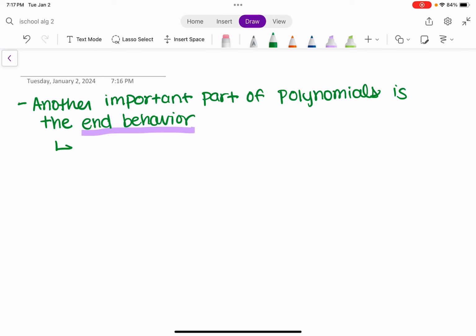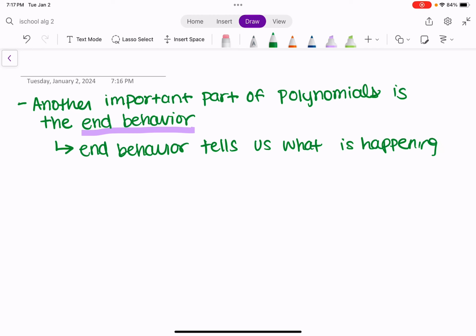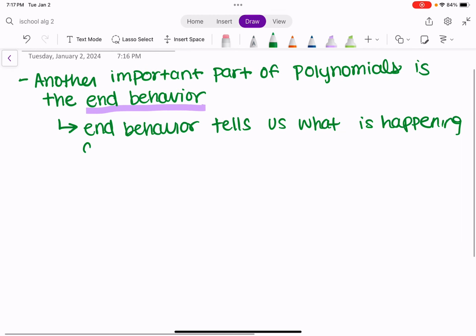Let's actually talk about what end behavior is. The end behavior tells us what is happening at the ends of the graph. Okay?